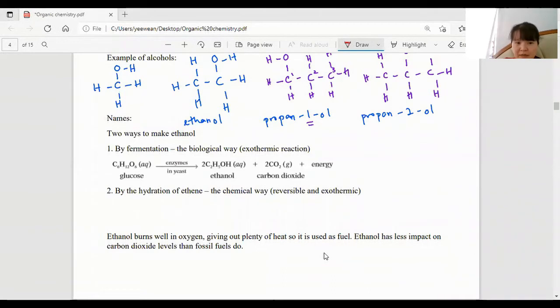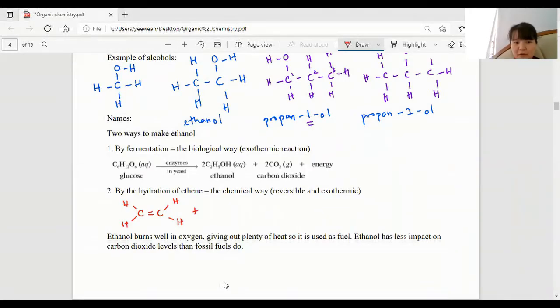In the fermentation method, enzyme is a catalyst, a biological catalyst, and this will catalyze the glucose to become ethanol and carbon dioxide. Heat or energy is released. That's why we know that it's exothermic. In hydration of ethene, although it's exothermic, so by right, low temperature would favor this reaction, but actually they use a very high temperature, 570 degrees Celsius, in order to increase the rate of reaction. So that's a compromise.